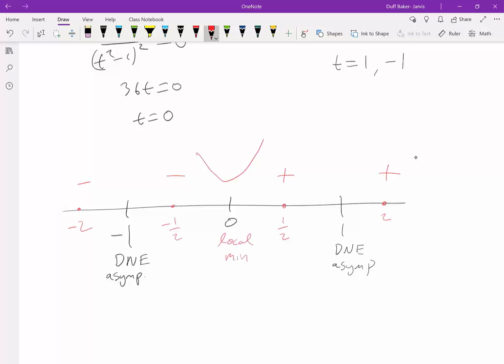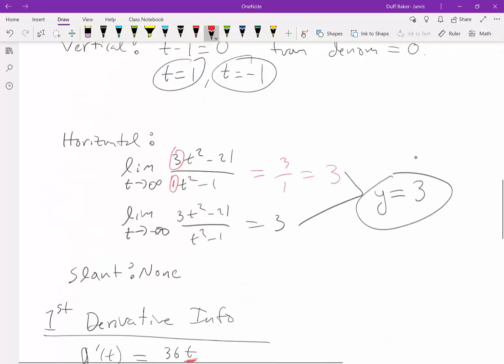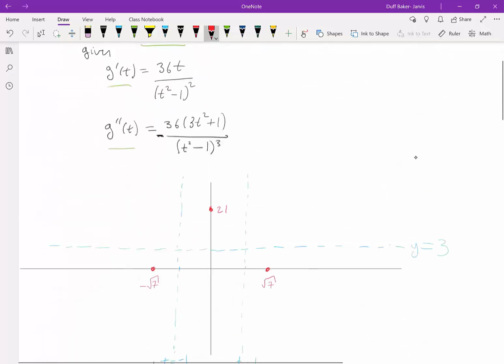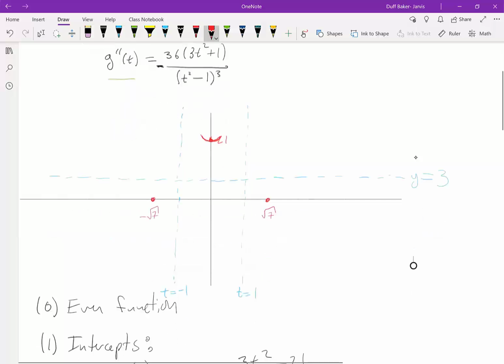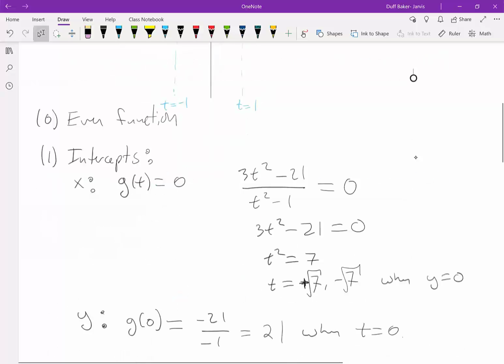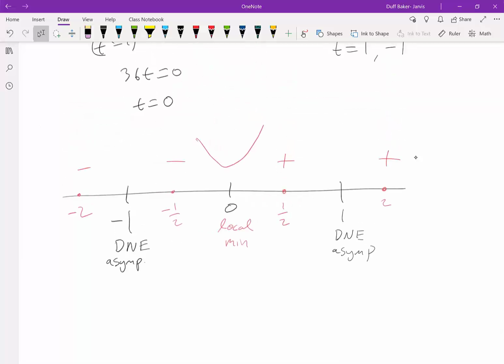Okay. So it might be worth going and putting that information on the graph, just the local min part. So we know at t equals 0, this is going to go up on both sides. Okay, and we'll come back and use the rest of the information after we've done the second derivative. Okay, so any questions about the first derivative stuff?